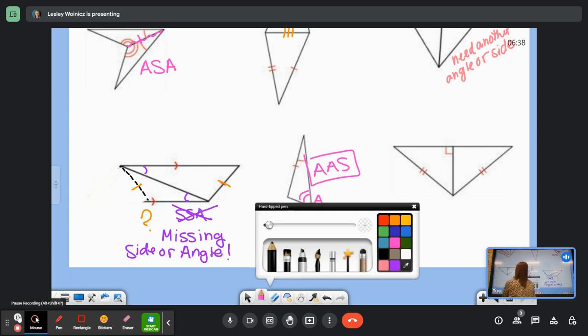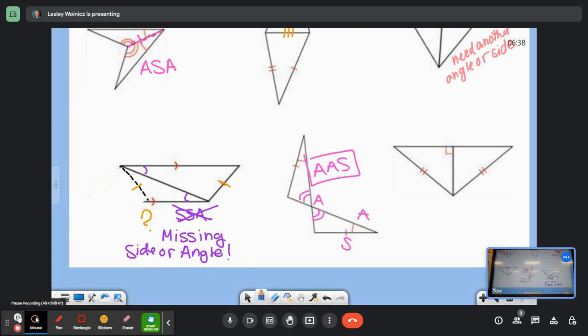All right, last but not least, I have two right triangles. As soon as I see that I have two right triangles, I'm like, ooh, it could be hypotenuse leg. So I do indeed have the hypotenuse. Those are congruent, and they share a leg. Or it be a wooden leg.